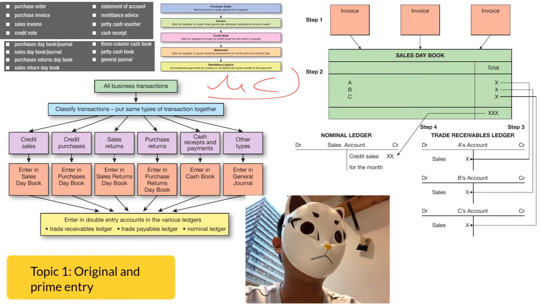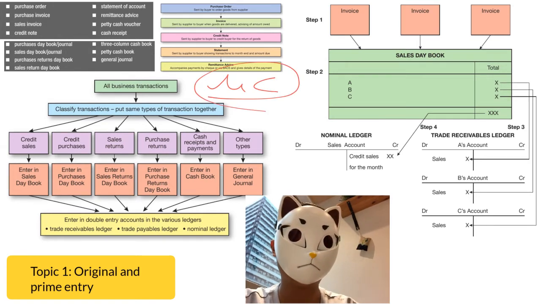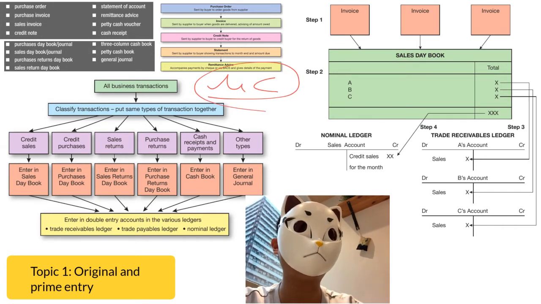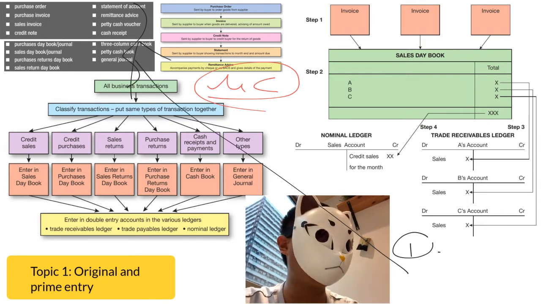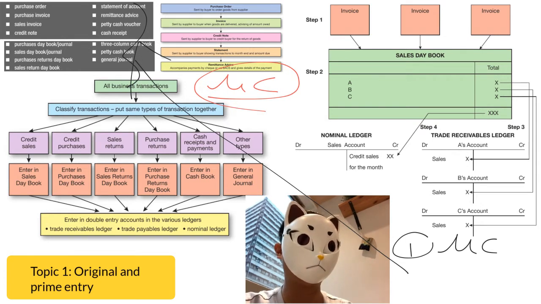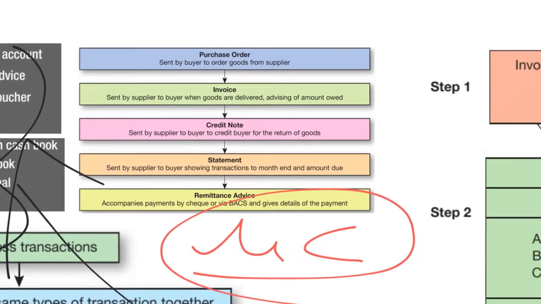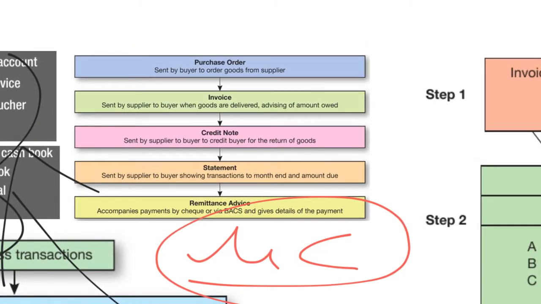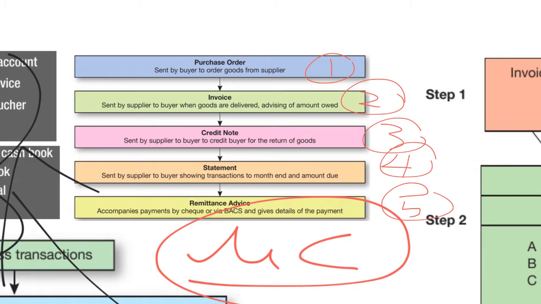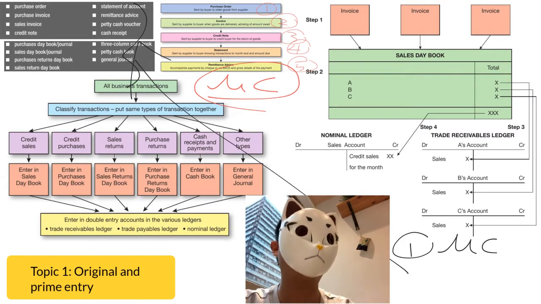It mainly appears in the multiple choice questions. The first thing you have to understand is all this stuff, because in the multiple choice questions they will assess whether you understand what happened. Take a look at the middle one: starting from the purchase order, invoices, credit note, statement, remittance advices. Do you understand all of them? For the multiple choice questions only.